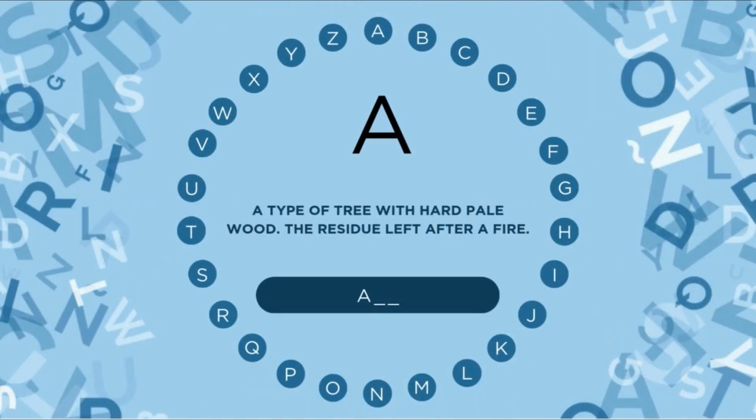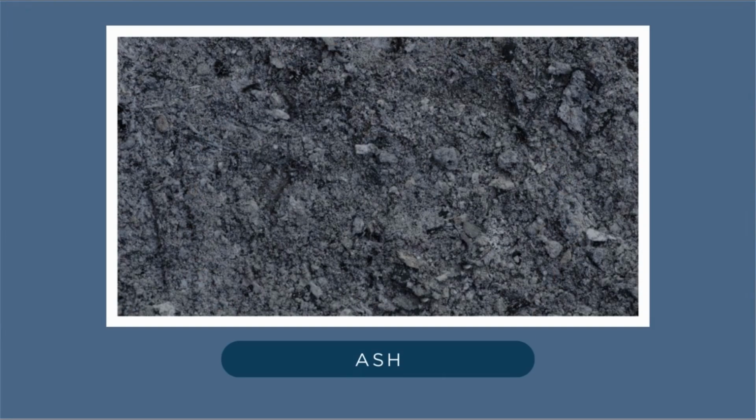Letter A, a type of tree with hard pale wood, the residue left after a fire. Beginning with the letter A, 6 seconds left on the clock. Only 3 letters long, nice easy one to start with. And this is ash. 2 types of clue for each question.